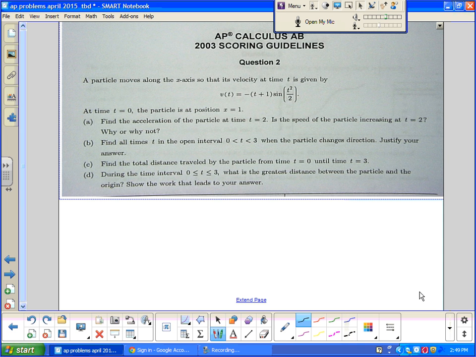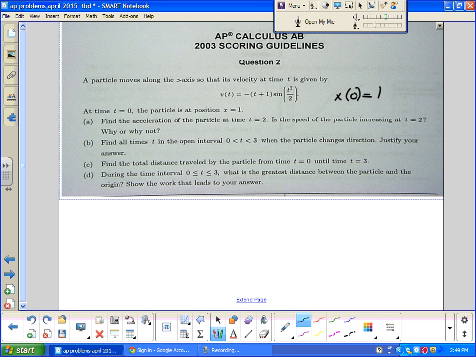Yeah, 2003, question 2. This is a calculator problem. A particle moves along the x-axis so that its velocity is given by the following equation. V of t equals that stuff. At time t equals 0, the particle is at position 1. Guys, that's an initial condition. It is telling you x of 0 equals 1.